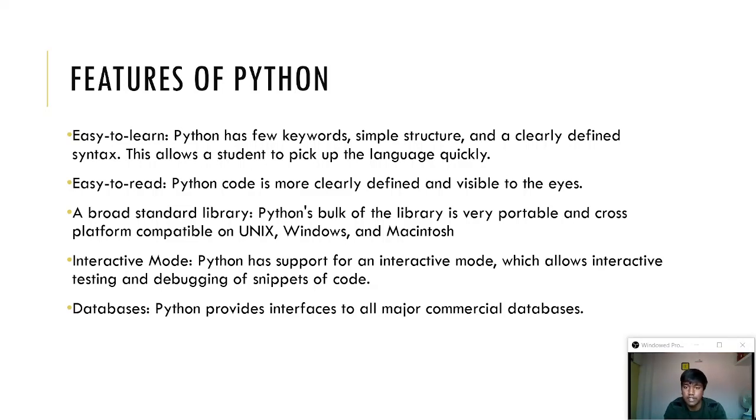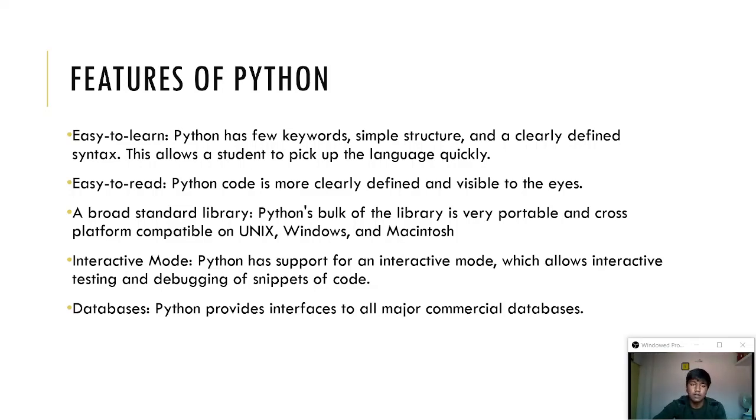Python code is more clearly defined and visible to the eyes. Rather than punctuations, we use words. It also has a broad standard library. Python's bulk of the library is very portable across platforms like Unix, Windows, and Macintosh. The earlier languages such as C, predecessors of C, were only usable in Windows and not in other devices like Unix and Macintosh. But Python is more portable and can be used in any of the operating systems like Unix, Windows, and Macintosh.